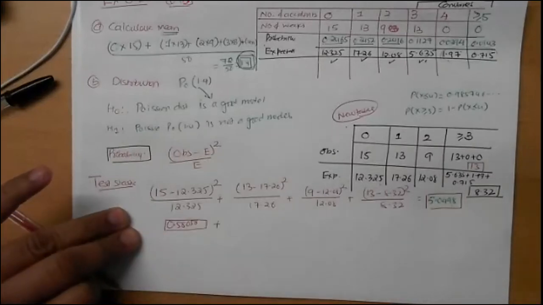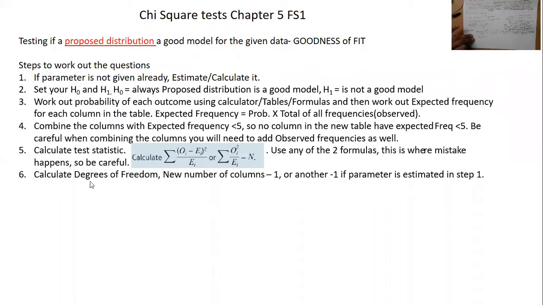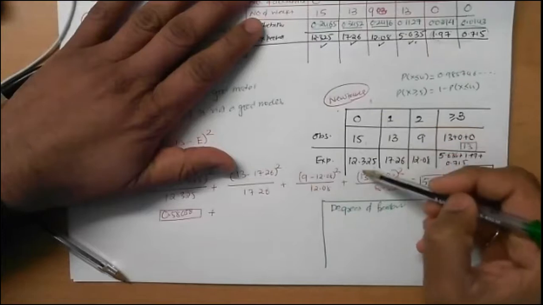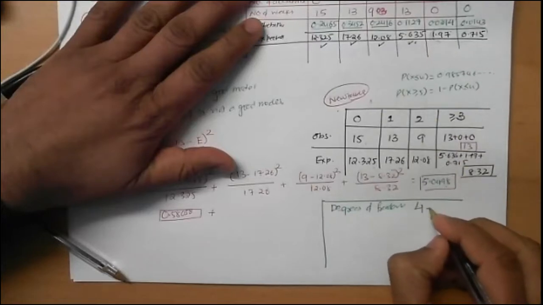So guys, we check the next step after that. We worked out the test statistic. What's the next step now? The next step is to calculate the degrees of freedom. This is the number of columns in the new table, take away 1, or another 1, take away 1 if a parameter is estimated in step 1. So guys, let's see what we need to do in this one. The degrees of freedom: the number of new columns, 1, 2, 3, 4. So it's 4. Take away 1.